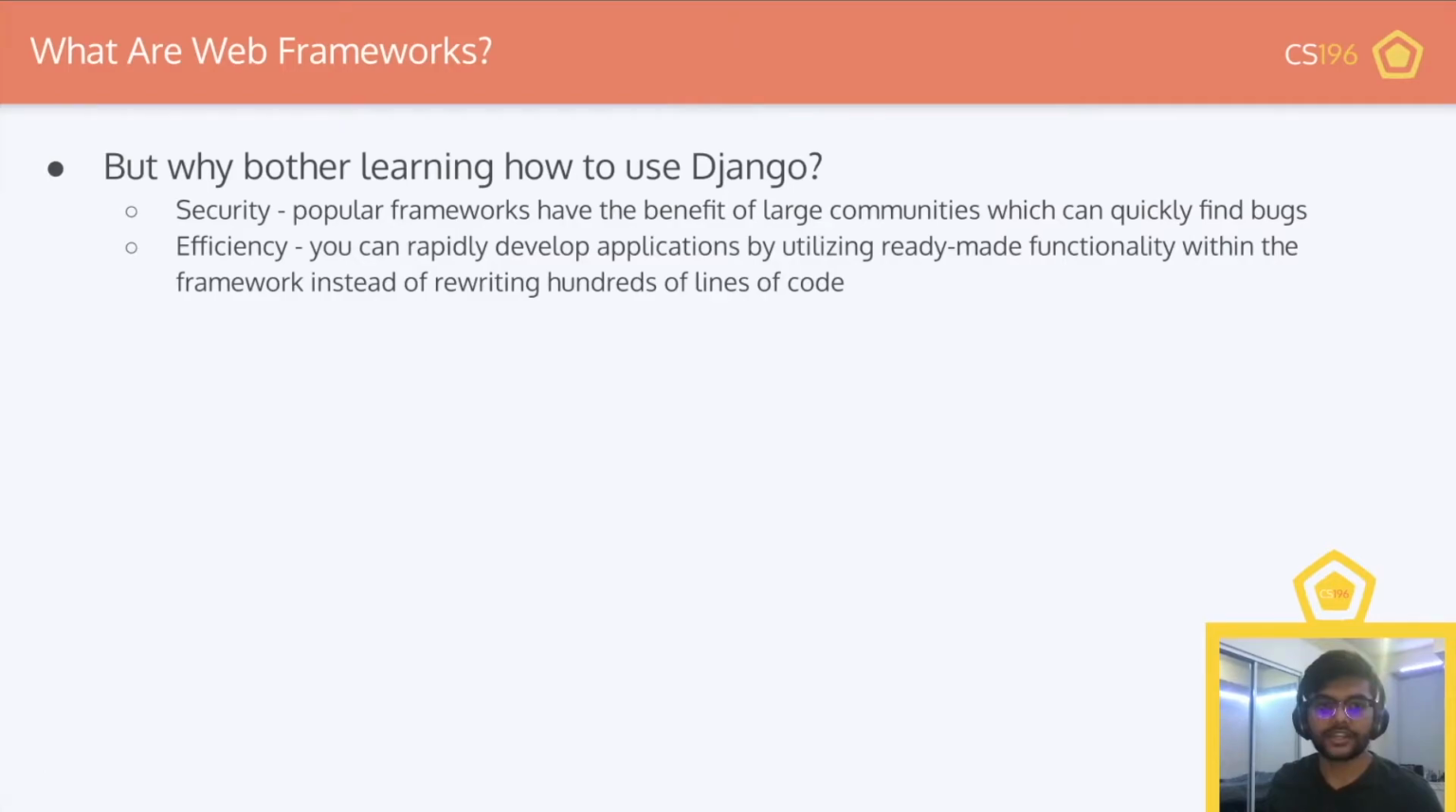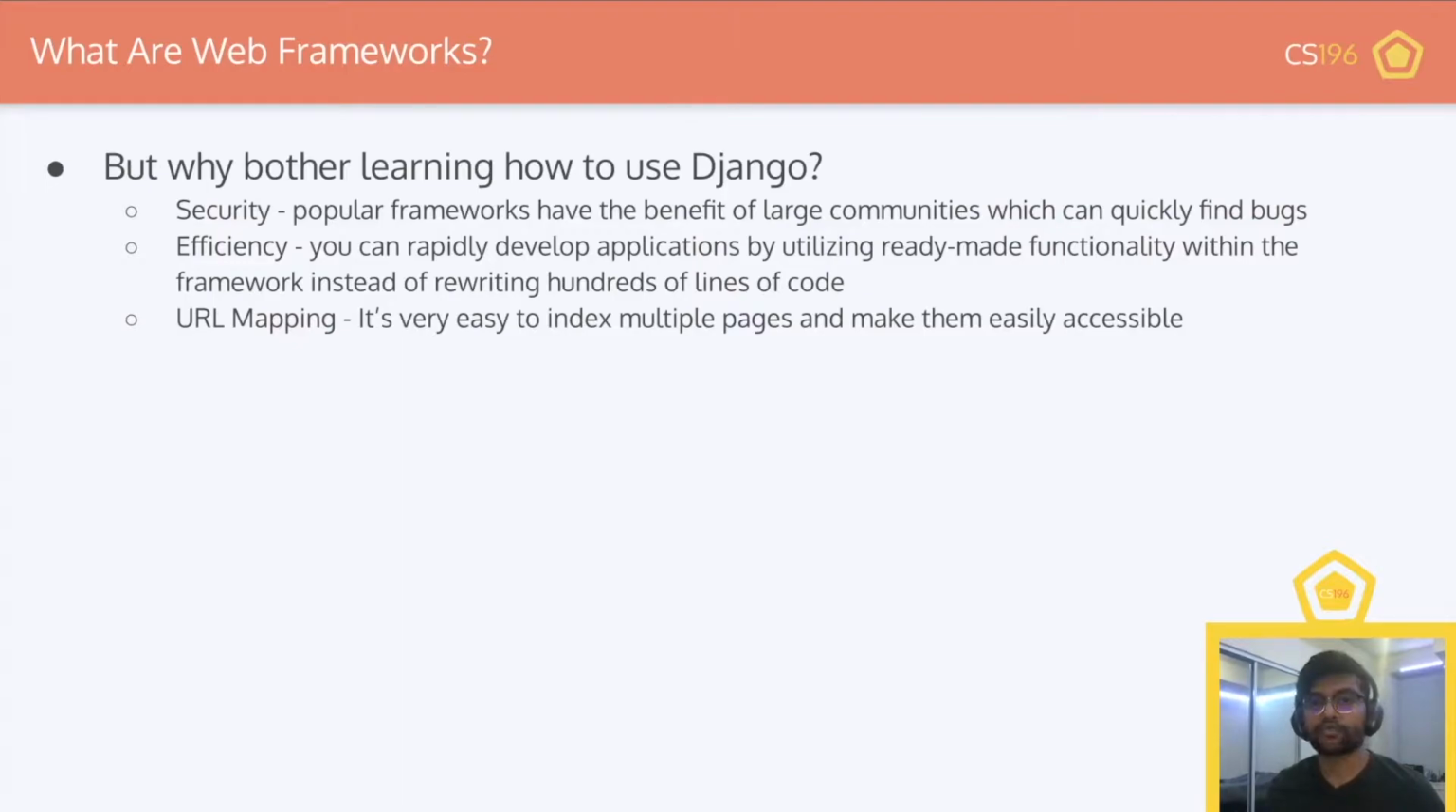So security. Popular frameworks have the benefit of large communities which can quickly find bugs. They're efficient. You can rapidly develop applications by utilizing ready-made functionality. And you can also do this without having to rewrite hundreds of lines of code because developing the same kind of web app is pretty repetitive. A lot of the things that you utilize over and over again, like a front-end, back-end, controllers, etc.